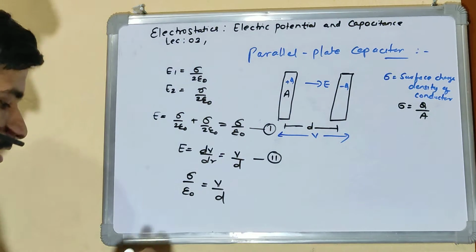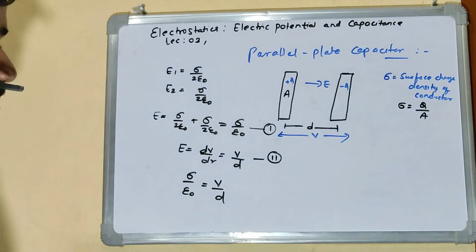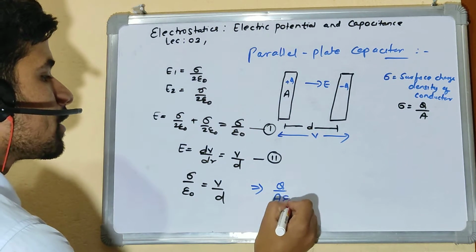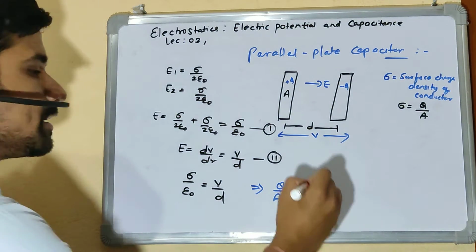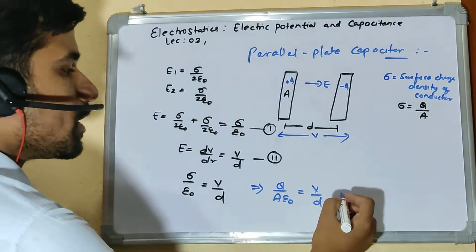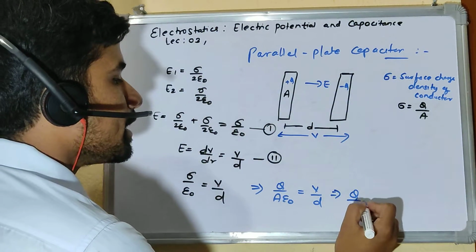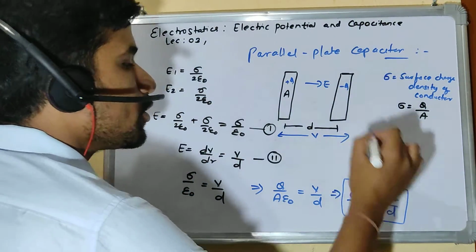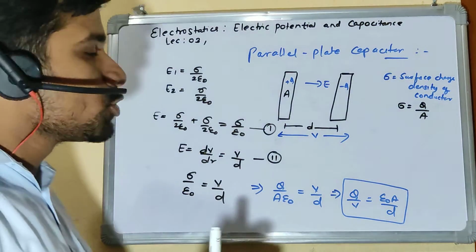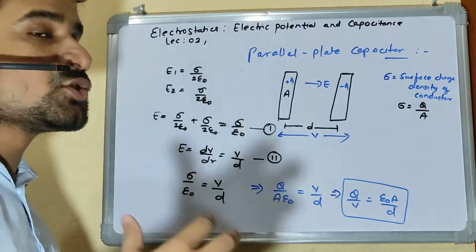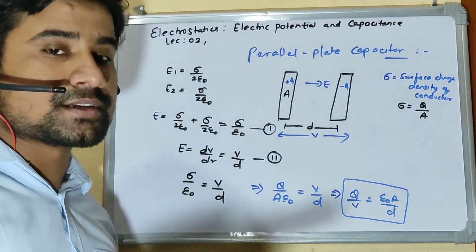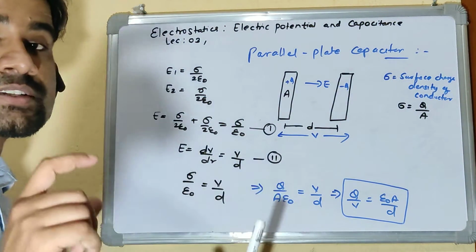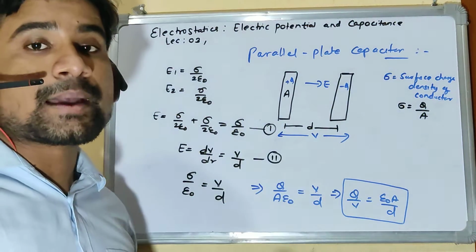Now if I place this sigma here in this particular expression, can I write it like this? Q by A epsilon naught equal to V by d, right? Now if I take Q by V, it is equal to epsilon naught A by d. Q by V equal to epsilon naught A by d. And what is this term Q by V? Q by V is the ratio, Q by V is the capacitance of capacitor, right? We discussed Q equal to CV. So Q by V is nothing but C, the constant C, which is capacitance of a capacitor, right?